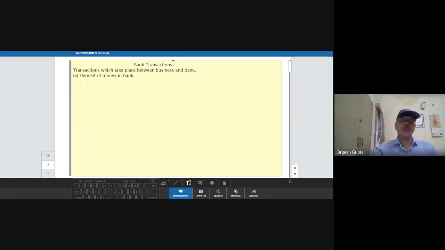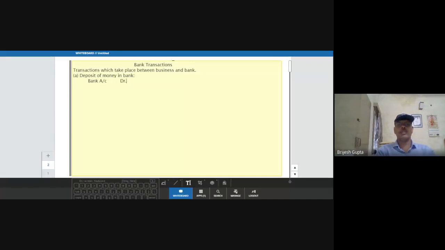And we have discussed three types of personal accounts: natural person, artificial person, and representative person. So bank is an artificial person, an institution or organization. So bank account is an artificial personal account. When we deposit money in the bank, bank is the receiver. So the rule is debit the receiver. The rule of personal account is debit the receiver. That's why we debit the bank account.